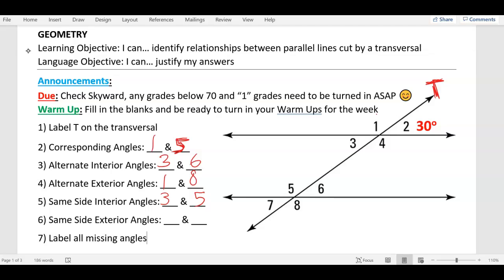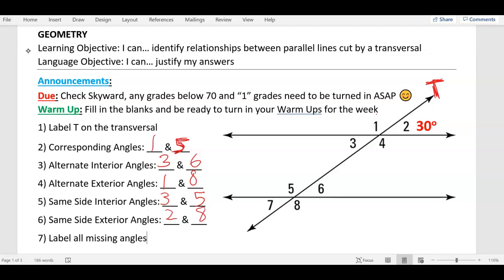Okay, same side exterior. Okay, outside the parallels, same side of the transversal. What's an example of same side exterior? 2 and 8 are on the same side, outside the parallels. 2 and 8 works. Okay. What's another example of same side exterior? 1 and 7, right? So you got to use outside angles.